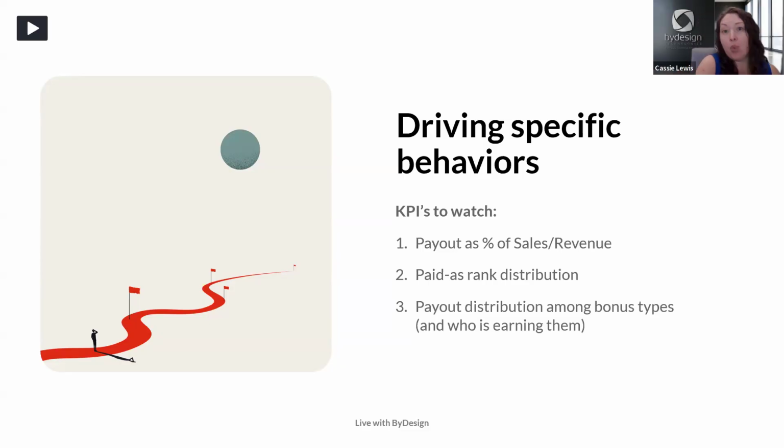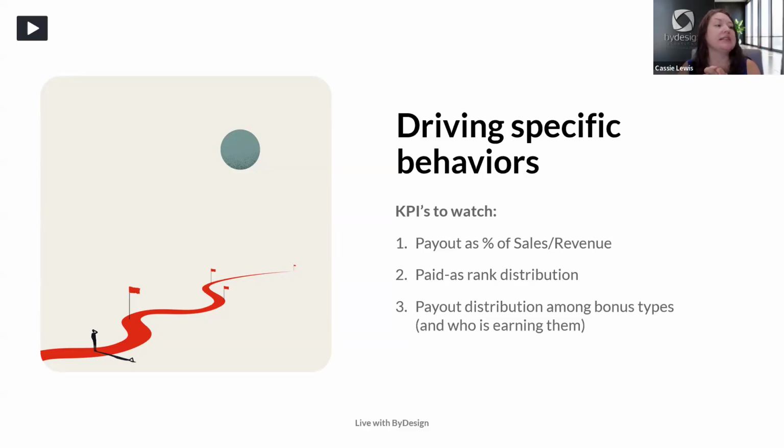Is it that you just have more reps earning than you did before? If that's the case, that can be a positive thing, but if the percent of payout is that high, chances are you have more reps earning, but you haven't actually realized the increase in sales and recruiting that should justify the payout. Okay, so this is a great top line indicator of the health of your comp plan, is how much am I paying out as a percentage of the overall sales and revenue I have coming in.